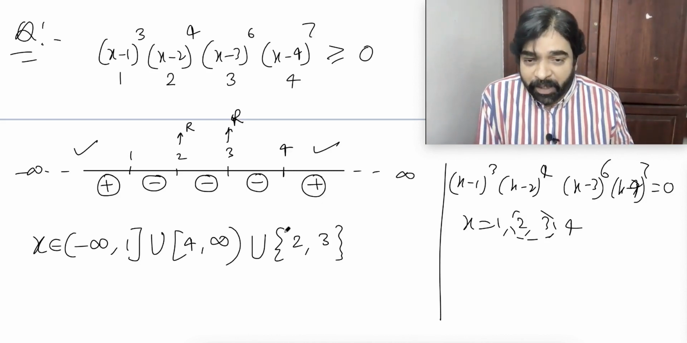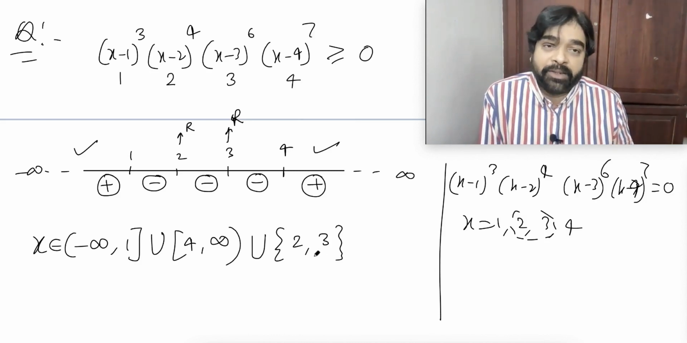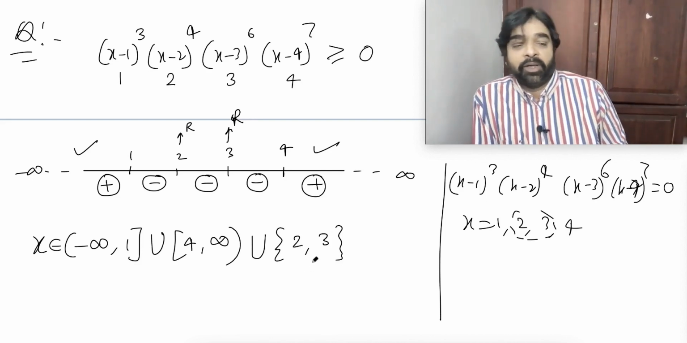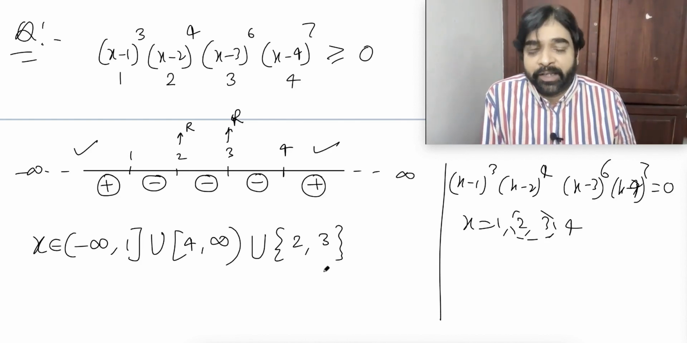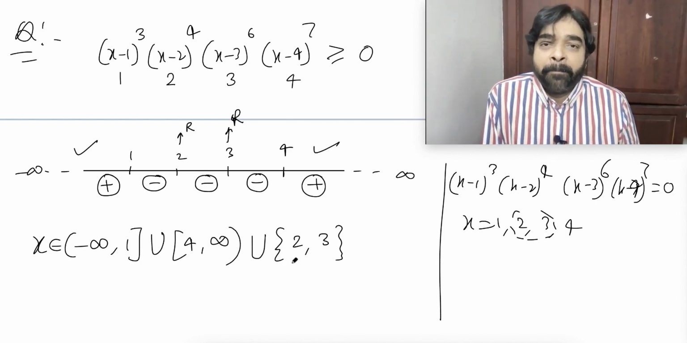Remember, some people are saying, sir, it should be a closed bracket. This is not an interval. It's just a point. 2 and 3 separately have to be included. So we have to use a curly bracket, not a closed bracket. A closed bracket means an interval. I'm not going to take the 2 to 3 interval. I'm going to take only the points 2 and 3. Is this clear to everybody?